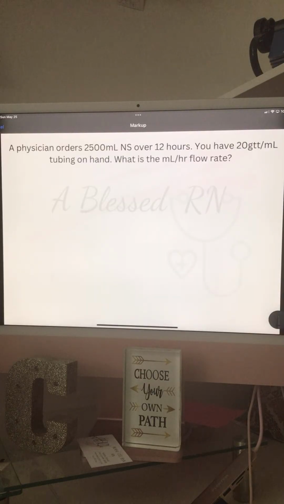Okay, so a physician orders 2,500 milliliters normal saline over 12 hours. You have 20 drops per milliliter on hand. What is the milliliter per hour? So what is this asking for us to find? Because this is a trick, but you have to learn how to read and follow directions. That is very much an integral and important part of nursing, is reading and directions.